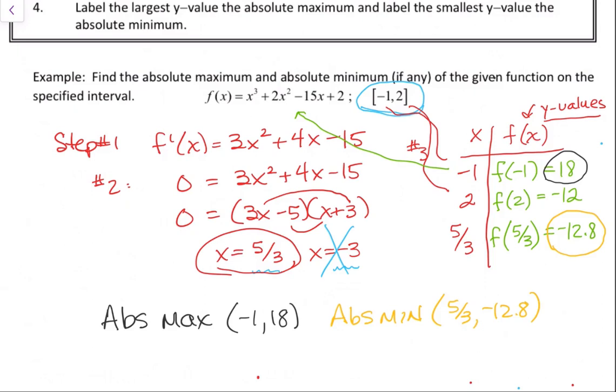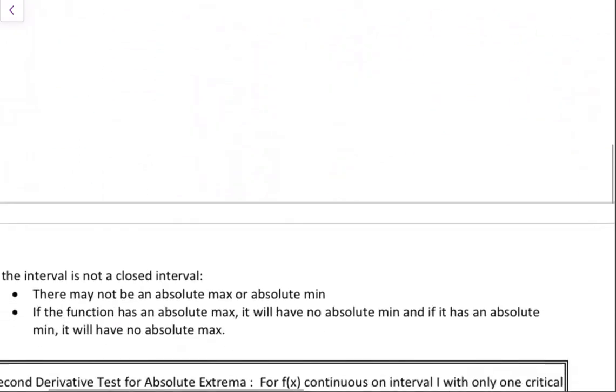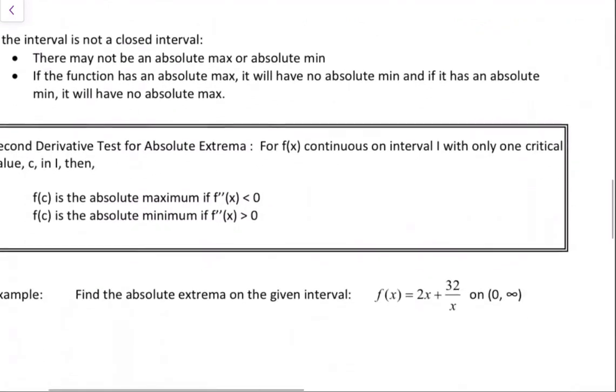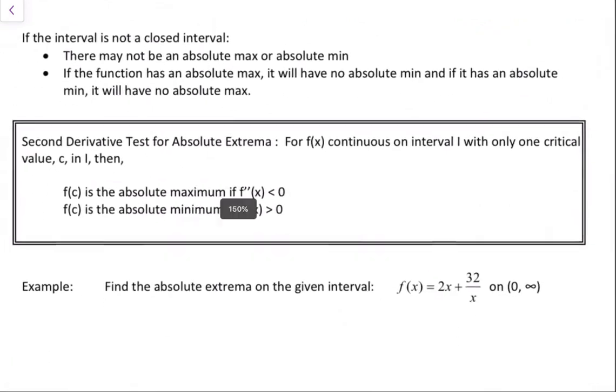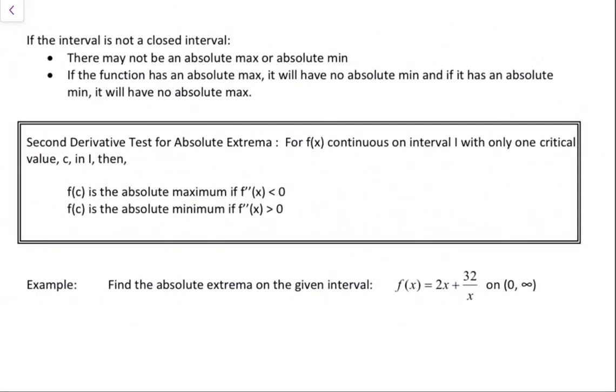Next, we're going to take a look at an example where I want to find the absolute extremum on an open interval instead of a closed interval. So there's a little bit of difference in the steps that I follow when my interval is open, because there might not be an absolute max or an absolute min. And if the function has an absolute max, it's not going to have an absolute min. And if it has an absolute min, it's not going to have an absolute max.